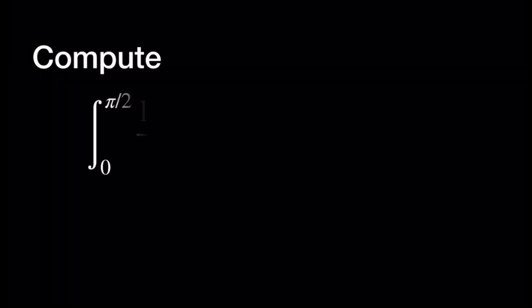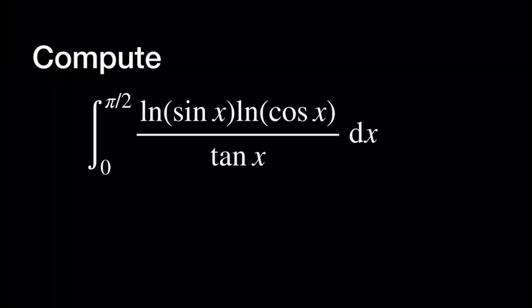Hello everyone and welcome. In this video we're going to compute the integral from 0 to pi over 2 of log of sine of x times log of cosine of x divided by tangent of x dx. So we're going to denote this integral by I, just to have something to refer to. Okay, let's get started.